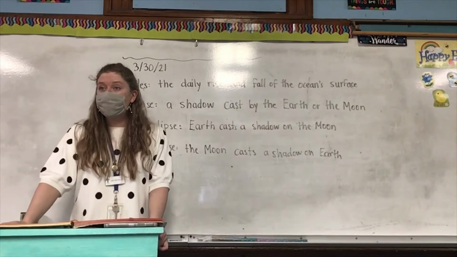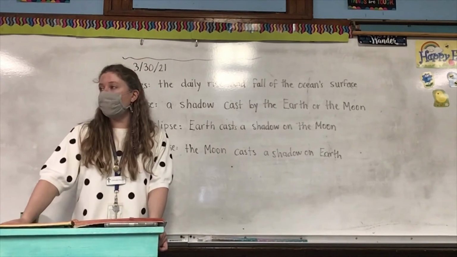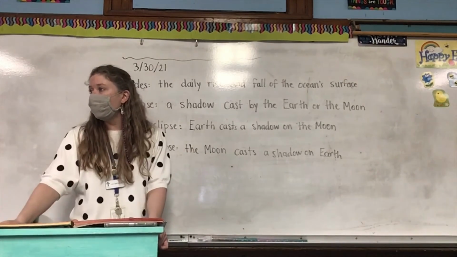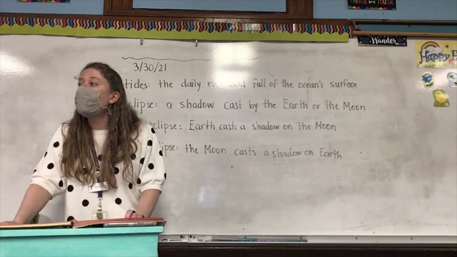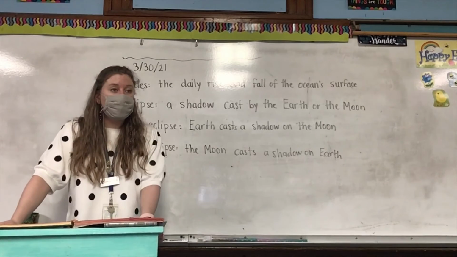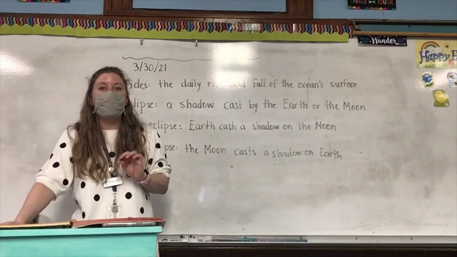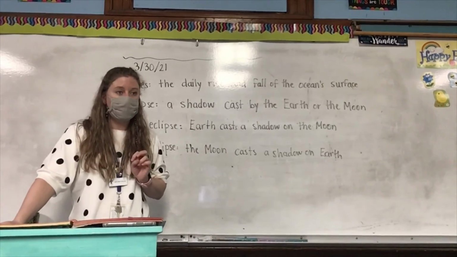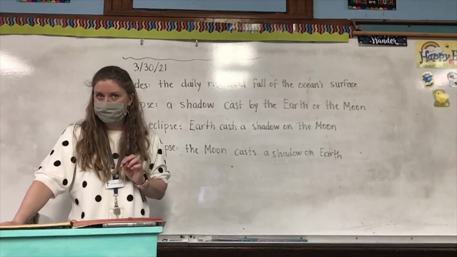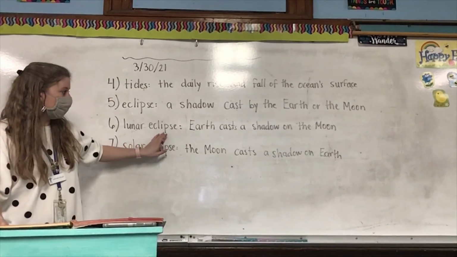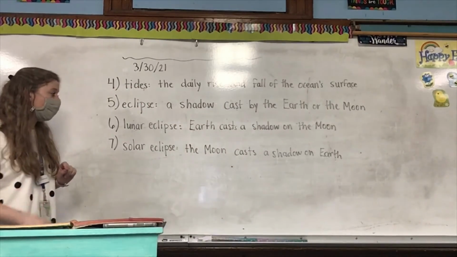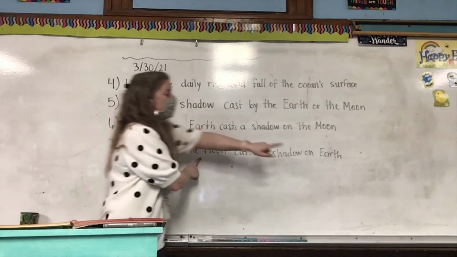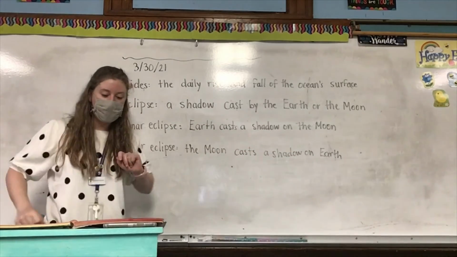In a solar eclipse, what is causing the shadow? Ethan? In a solar eclipse, what is causing the shadow? The moon. The moon is putting a shadow on what? Michaela? Earth. Earth. So see, they're opposite. In a lunar eclipse, Earth casts a shadow on the moon. In a solar eclipse, the moon casts a shadow on Earth.